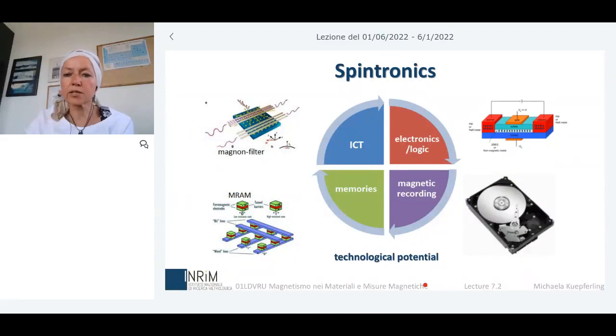Okay, spintronics is not only magnetic recording, as you can see here, but it consists of several other parts, let's say, and possible technological developments. And one of them we will see in this lecture is the MRAM. So it's a kind of magnetic memory, which is very easily integrable in CMOS devices, and can be coupled to processors.